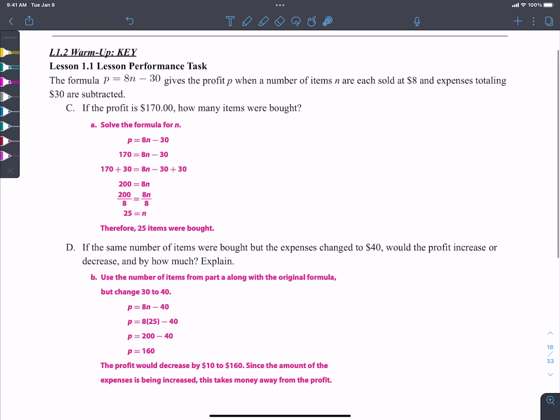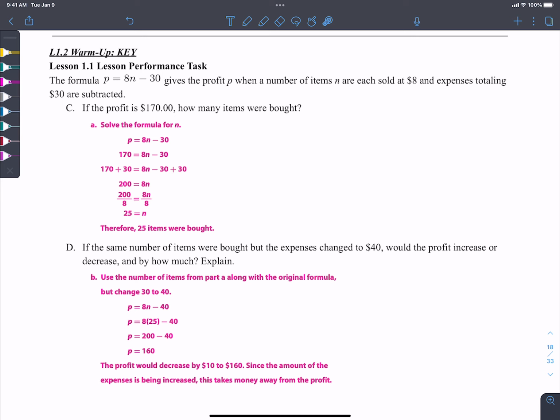Now the same number of items were bought, but the expense changed to $40. So instead of 30, it is 40 right here. Would the profit increase or decrease? And if so, by how much? Well, we're assuming everything else remains the same, which means that this N now represents the 25 that we found earlier. When you plug it in, as it turns out, my profit is $160.